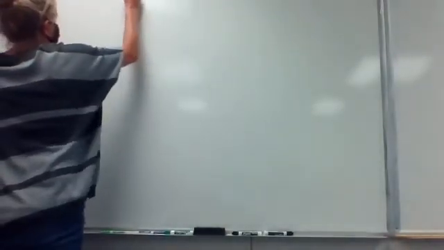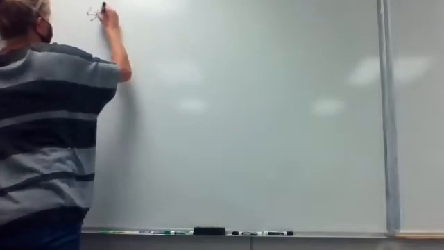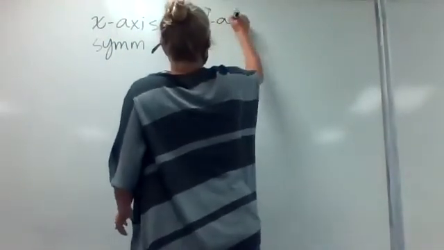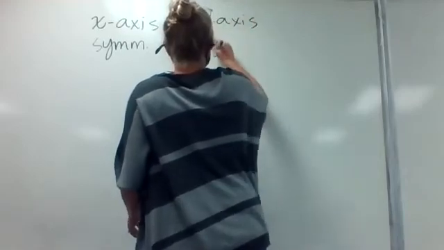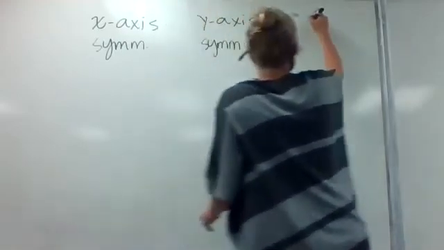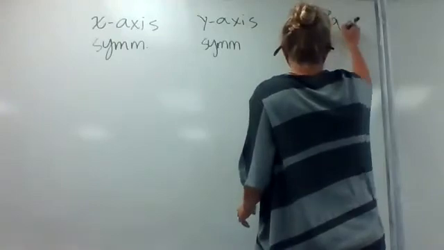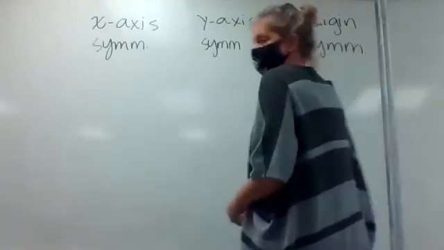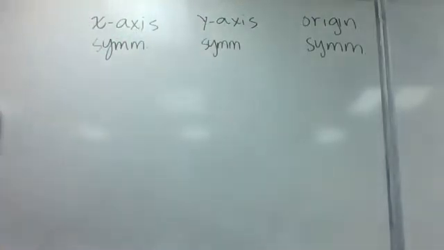So in 7.1, the three types of symmetry that we're going to see are x-axis symmetry, y-axis symmetry, and origin symmetry. Okay, so let's just look at some examples of these before we get to the problems.